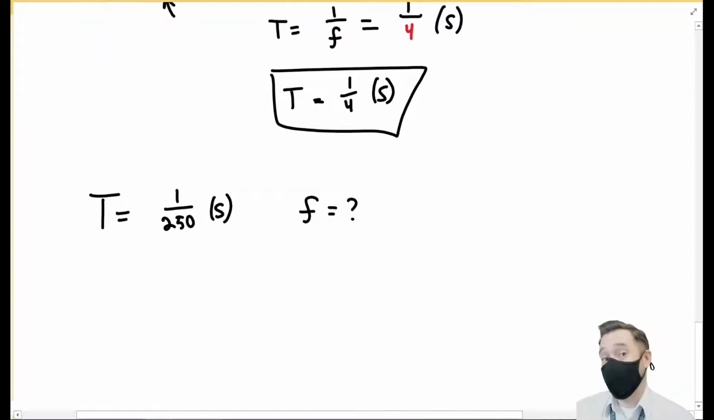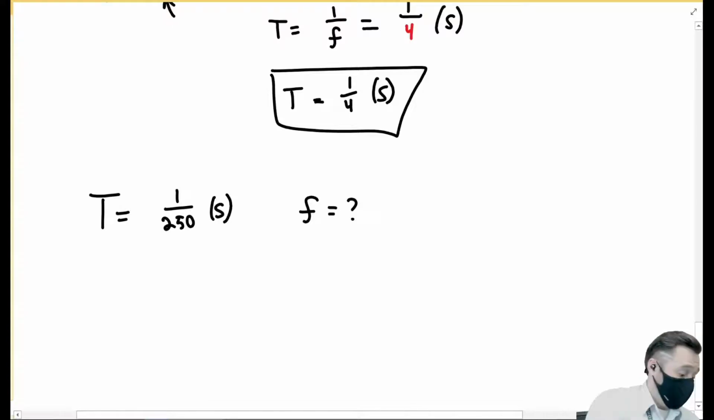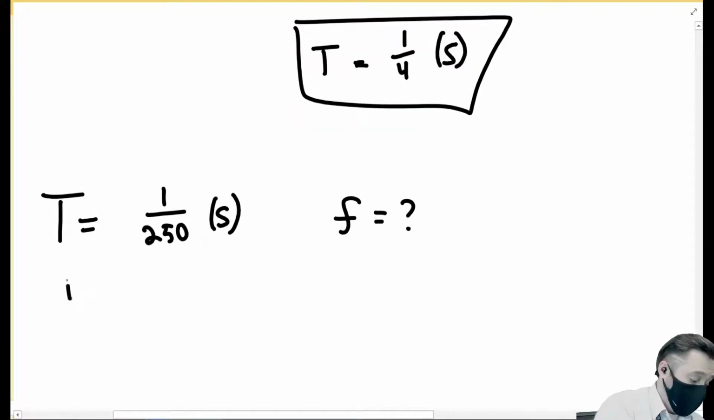This is probably even easier than doing it the other way, going from frequency into period. All I have to do, because the period and the frequency are just inverses of each other, is swap the top and the bottom. So if I do that, that means that my frequency is therefore 250 hertz.